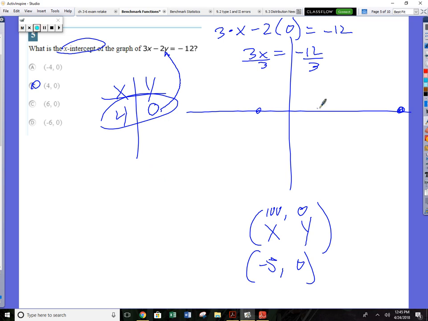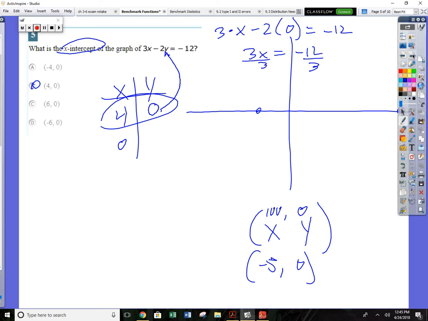If I wanted to know what dot lands on the y-axis, then I'd put 0 on the x and solve for y. So 4 and 5 and 3 are all kind of review freshman stuff.